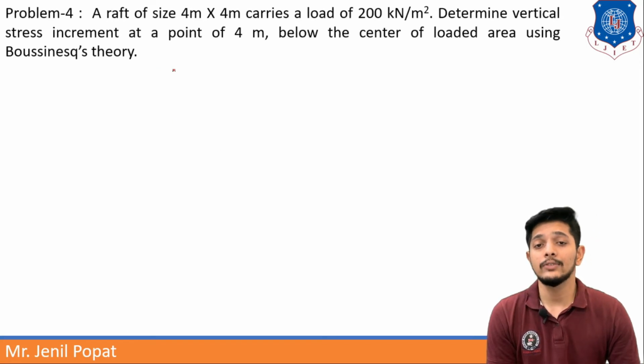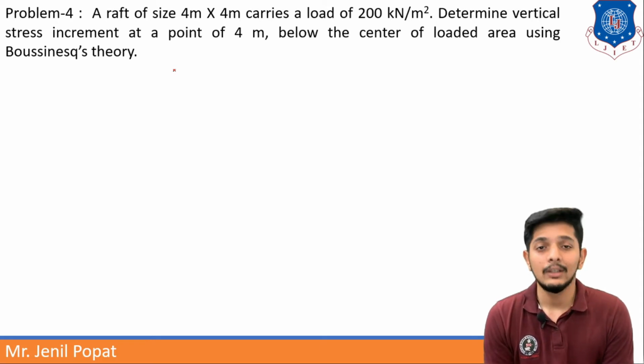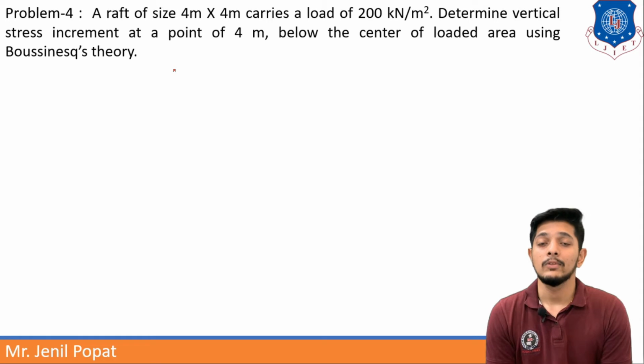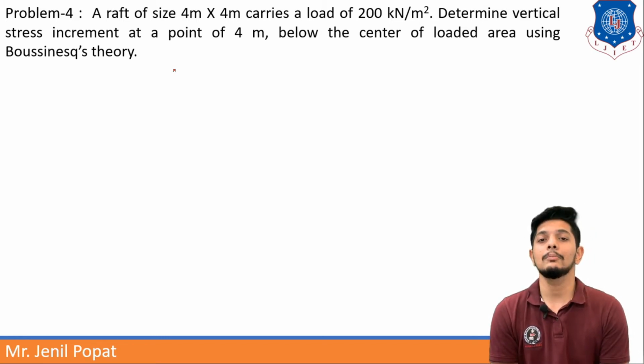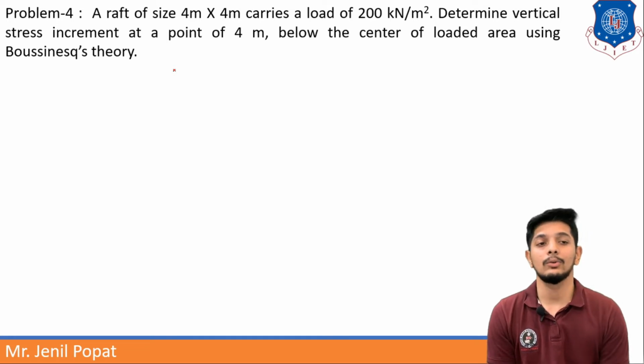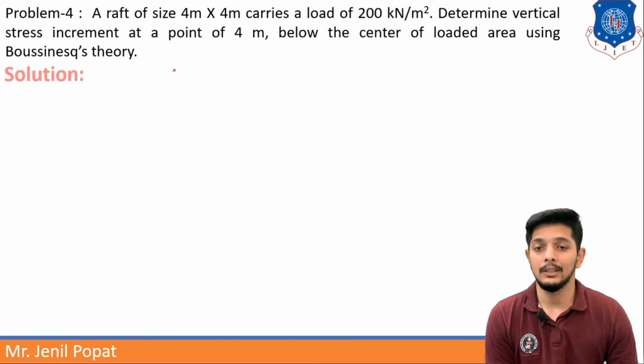A raft of size 4 meter cross 4 meter carries a load of 200 kilonewton per meter square. So what is raft? Raft is a type of foundation. So raft foundation is given of area 4 meter cross 4 meter, which is carrying a load of 200 kilonewton per meter square. Determine vertical stress increment at a point of 4 meter below the center of loaded area using Boussinesq theory. Again, you are told to find out increment of stress.